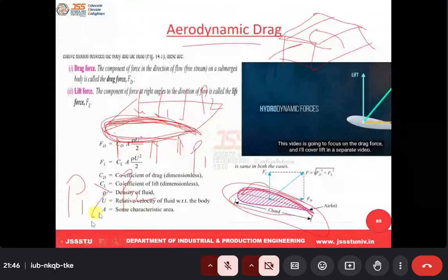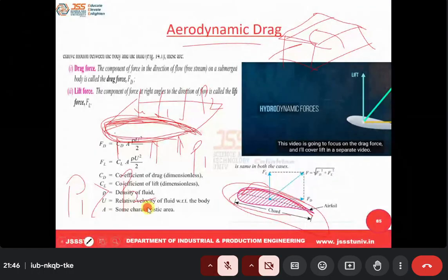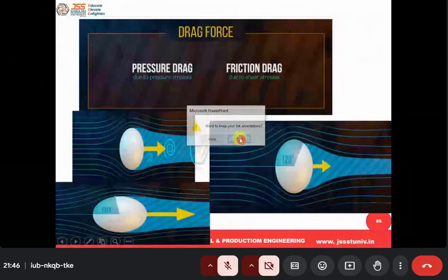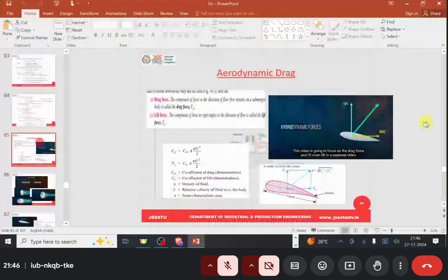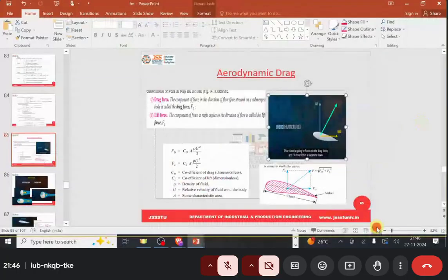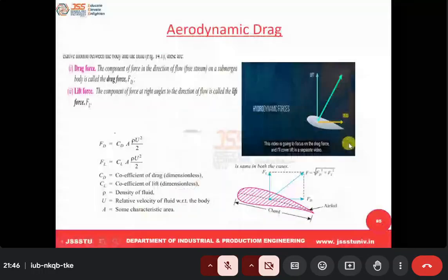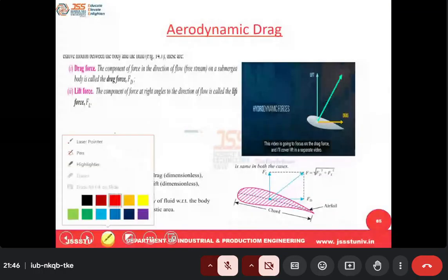Okay, there are two important terms we are going to use in aerodynamics. One is called lift, and another one is called what? Drag. These are the two important terms, the terminology we are going to use. So let me see first what is lift and what is drag.